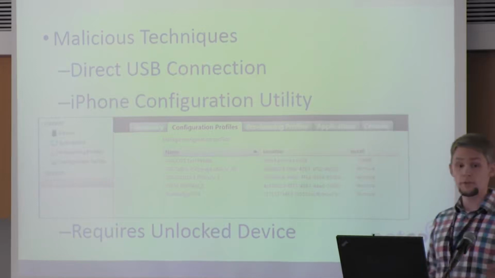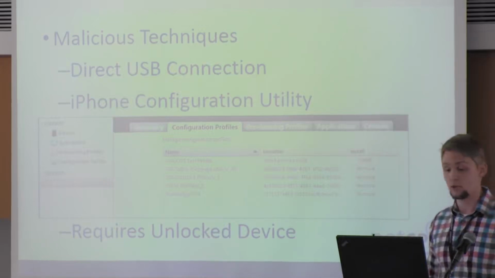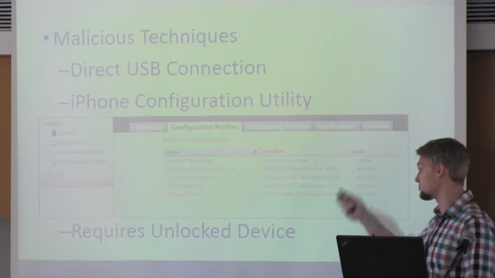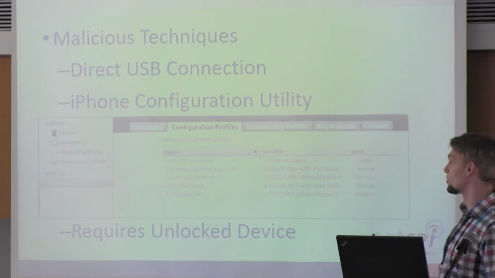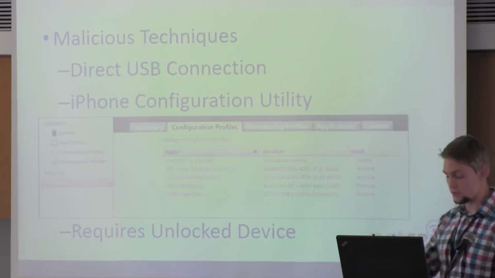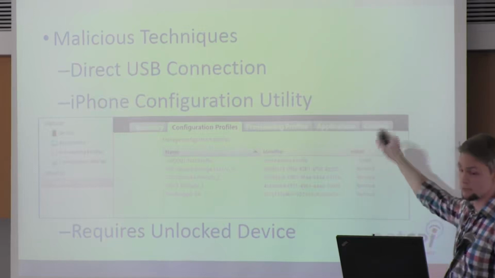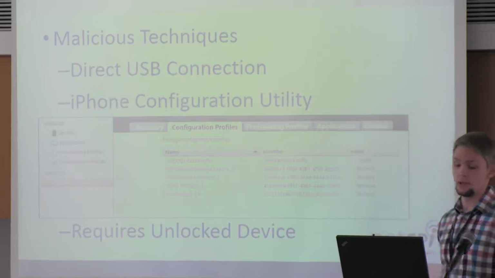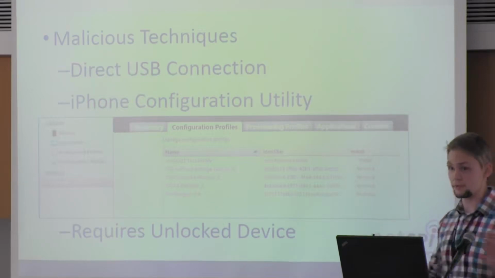You can do a direct USB connection. If you know the passcode, or if the device doesn't have a passcode, you can easily put these profiles directly on the device via USB. Really, really simple. You plug in, you say yes, I want to trust this computer. You open up the profile manager, say install, done. If it requires a passcode, you put in the passcode on the device, and you're done.